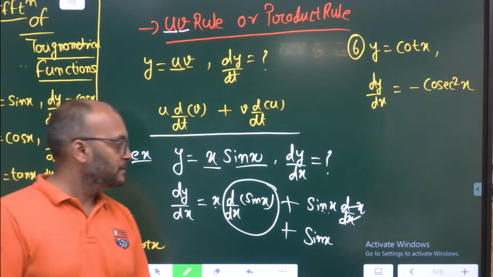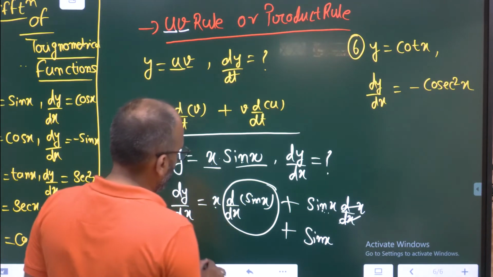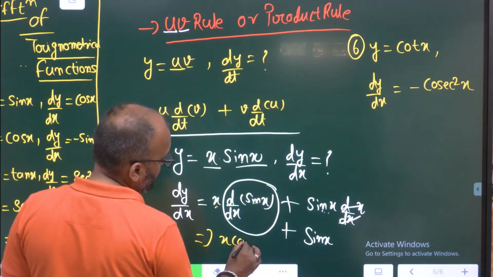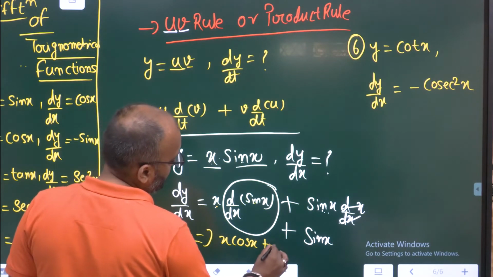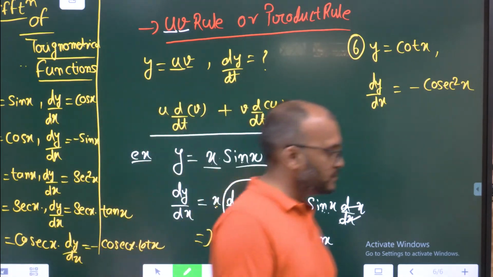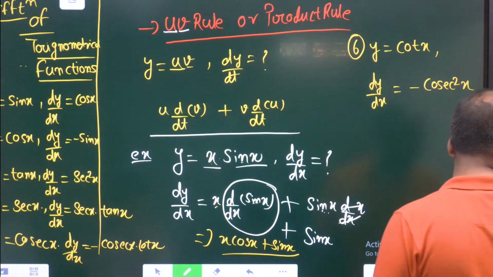Done. Now see, it is very simple. x was there. Differentiation of sin x will be cos x. So x cos x plus sin x. That's the answer. Yes sir. Okay? Okay. Let's move.